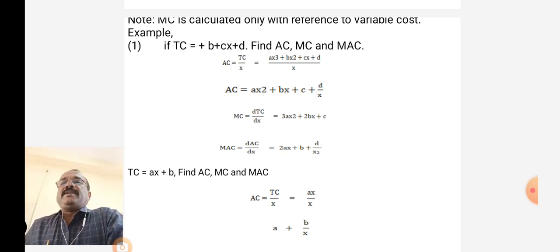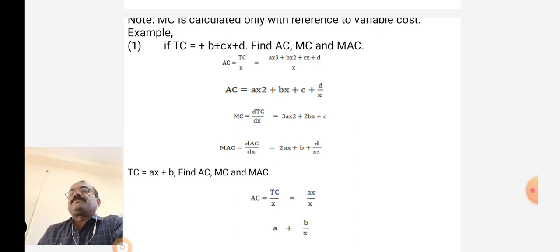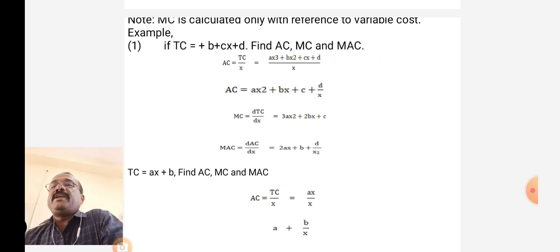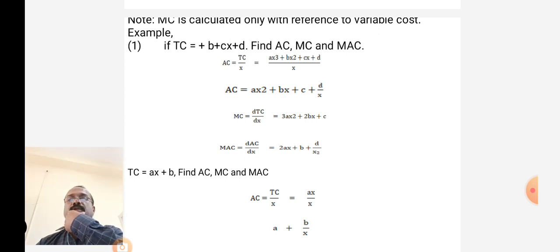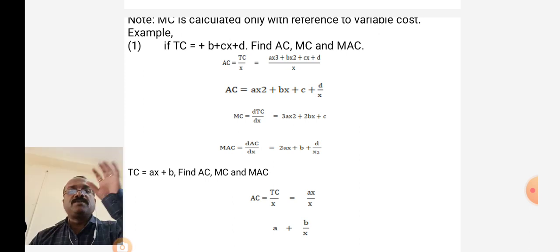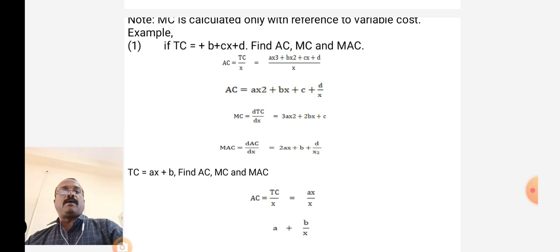That is dTC, where d means derivative of TC divided by derivative of x, and that is how we get the marginal cost. What is MAC? That is marginal average cost, which is always equal to dAC divided by dx, that is the derivative of average cost with respect to x, and that is always equal to 2ax plus b plus d divided by x square. That is, MAC is always equal to 2ax plus b plus d divided by x square. This is what the first problem is all about.